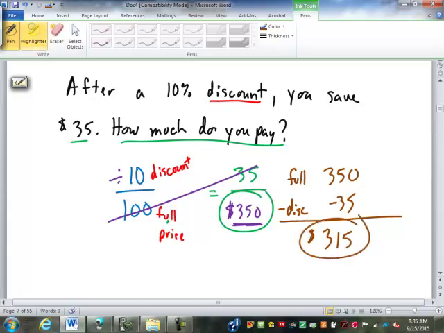So this is why I am always very careful to label these before I start calculating, to make sure: is the part that's missing really what I'm looking for, or am I going to have to do something else to find it?